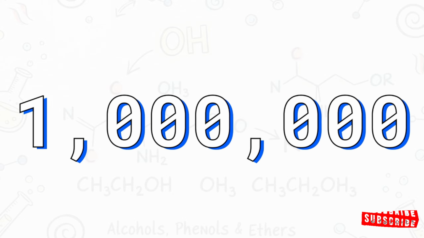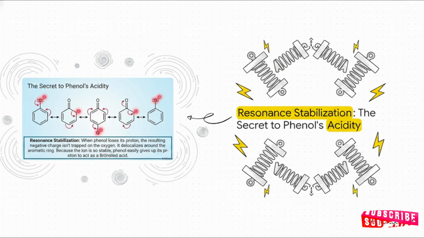But you might be wondering, what actually causes this massive baseline difference in the first place? Well, the secret is resonance stabilization. Think of the benzene ring kind of like a set of heavy-duty shock absorbers on a car. When phenol acts as an acid and loses its proton, the leftover negative charge isn't just stuck isolated on the oxygen atom. Instead, it delocalizes. It spreads out all around that aromatic ring, and because this resulting ion is so comfortably stable, phenol is just incredibly eager to give up its proton in the first place.